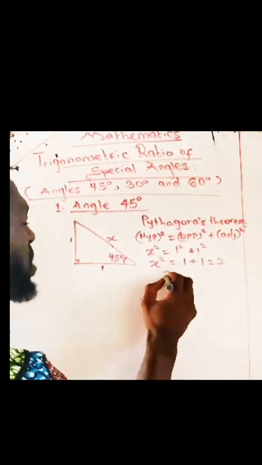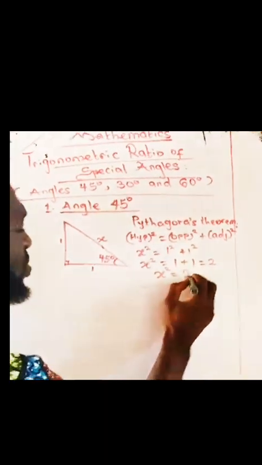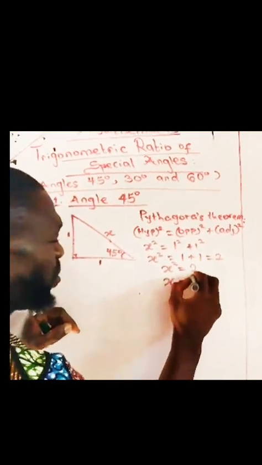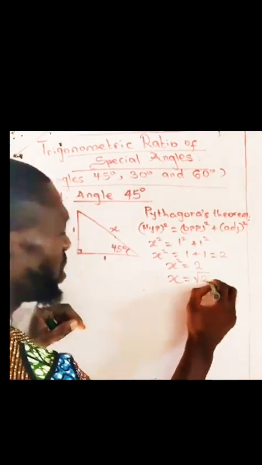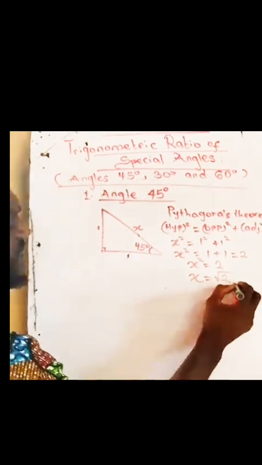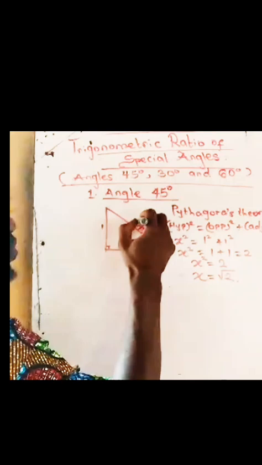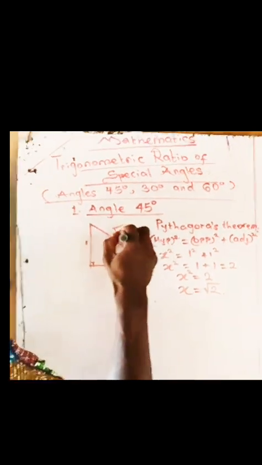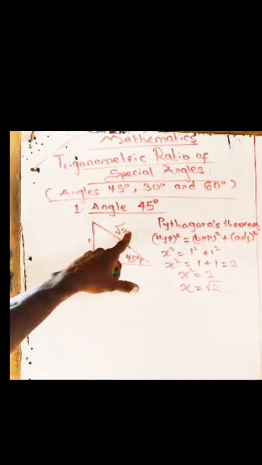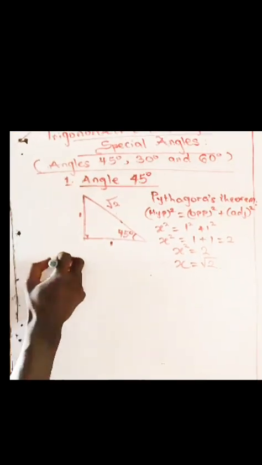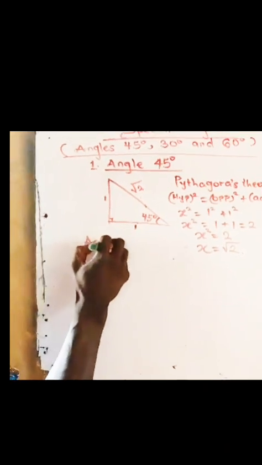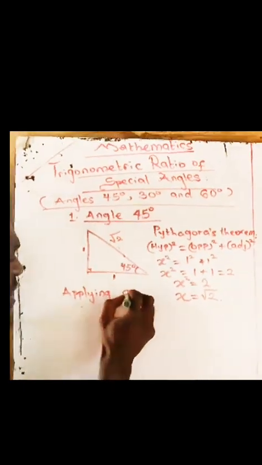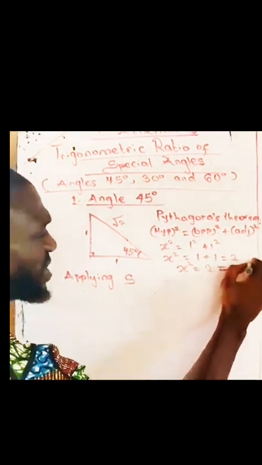Now when you have a situation in which x squared is equals to 2, just take the square roots of the 2. Hence, our hypotenuse is equals to root 2. This side becomes root 2. We write root 2 for this side. Let's delete the x now, having known the side. So this side is root 2. Now, we want to apply SOHCAHTOA.